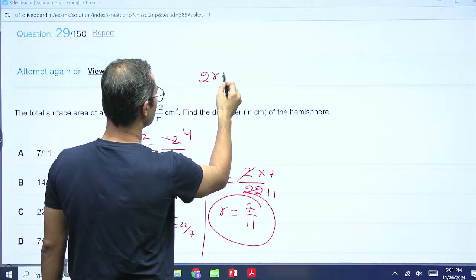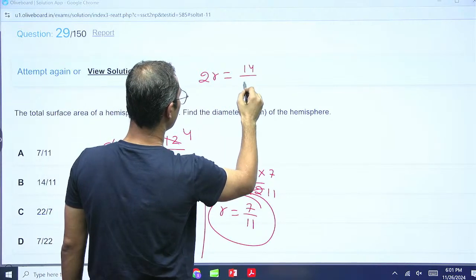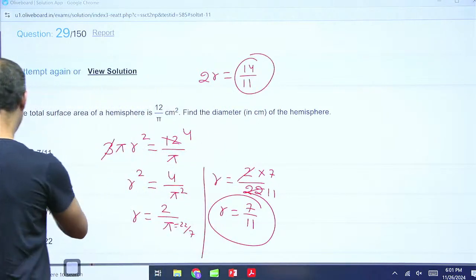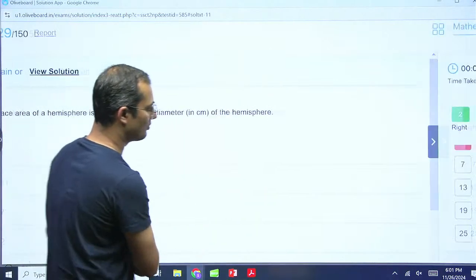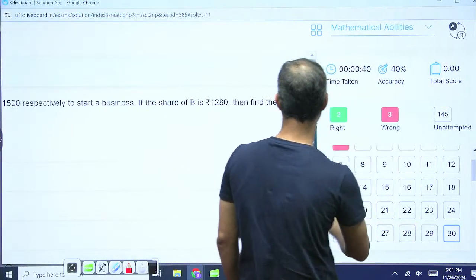Diameter is twice of r, right? So we can say that 14 by 11 is the right answer. 14 by 11 is the right answer. One of the very easy questions, right? So moving to the next question, and the last question of this session.